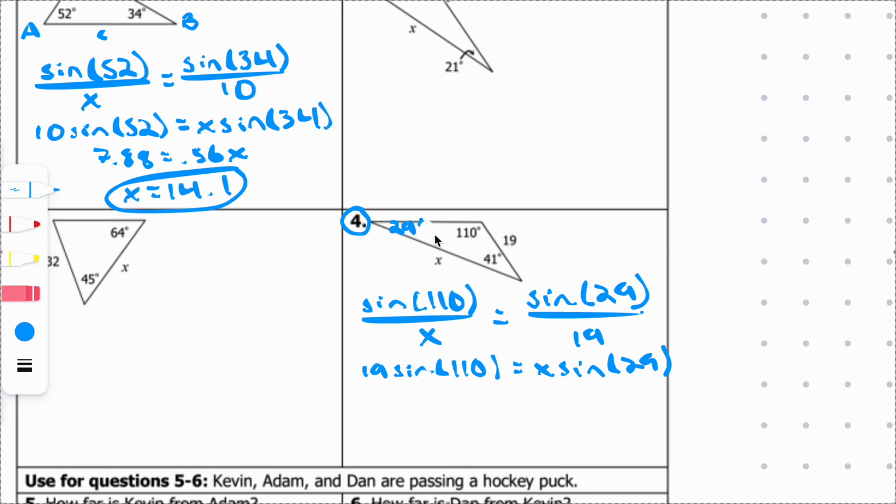And so on this left side, I'm getting 17.85. And on the right side, I'm getting 0.48. So now we just divide both sides by 0.48. So 17.85 divided by 0.48 would give us about 37.2.